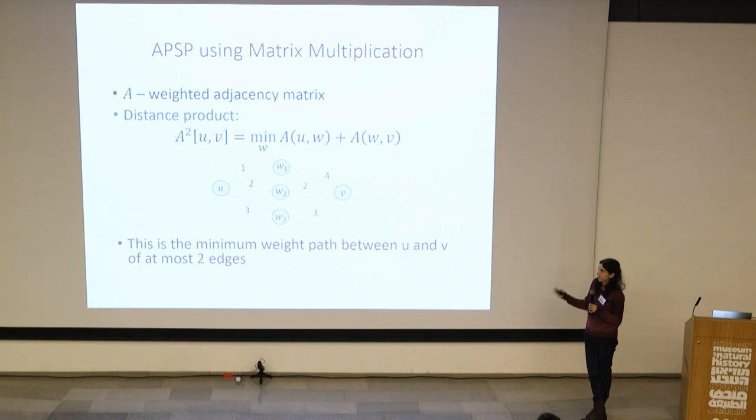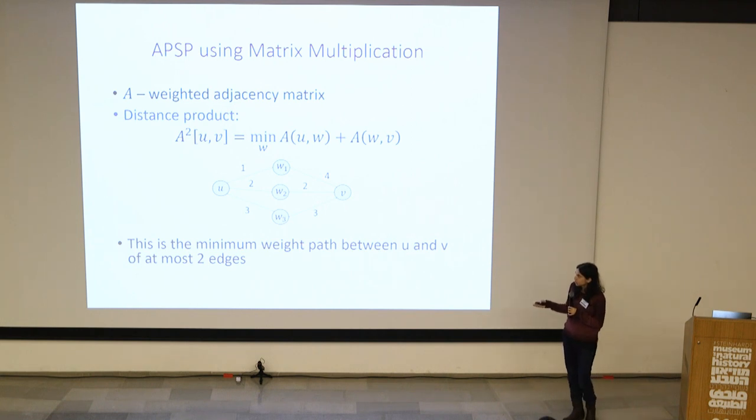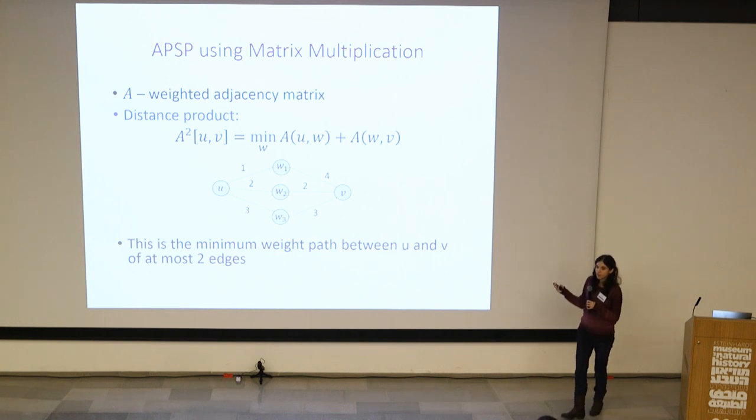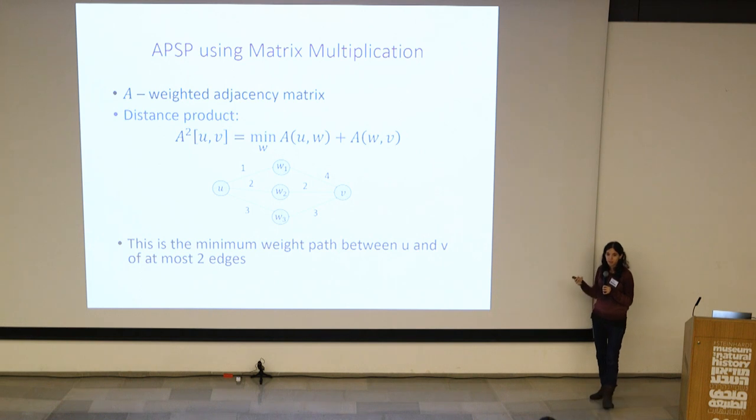One very natural way to solve APSP is to use matrix multiplication. I think this is very well known that matrix multiplication gives APSP. So let's just talk about it briefly. Here A is a weighted adjacency matrix of the graph. And we multiply matrices in the min-plus semiring, which is also sometimes called distance product. If we multiply matrices in this min-plus semiring, then A squared of (u,v) basically gives us a minimum weight path between u and v that uses at most two edges.